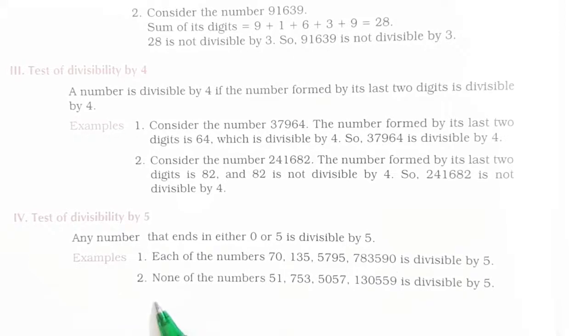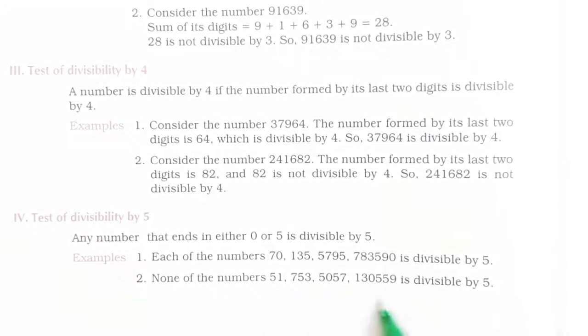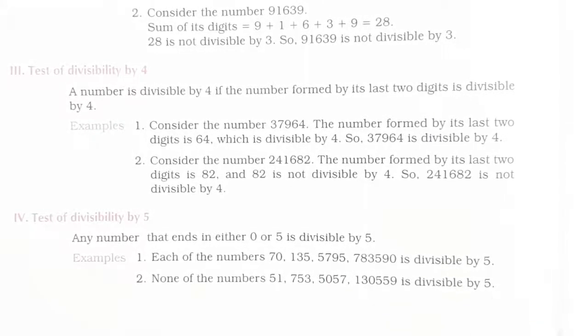But in second example, the last digit is 1379. Now these numbers are not divisible by 5. I hope it is clear to everyone now.